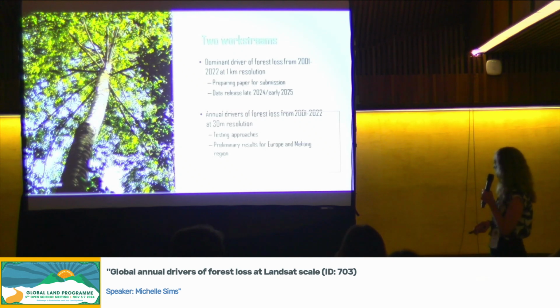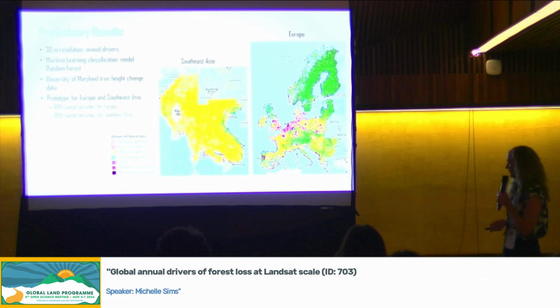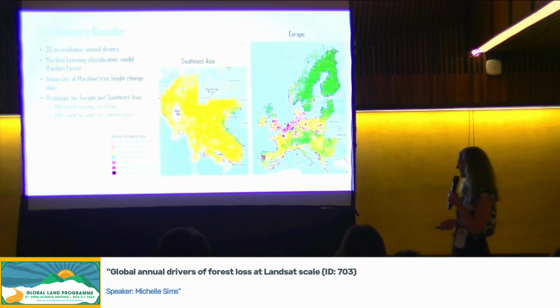So just very quickly, I'm going to touch on this other work stream that is mapping the annual drivers of forest loss from 2001 to 2022 at 30-meter resolution. We're currently testing approaches and have preliminary results for Europe and the Mekong region. For this work stream, we are mapping the driver of each disturbance event at an annual level. And for this, we're currently using a machine learning classification model, random forest, that's based on Landsat imagery as well as other ancillary data sets.